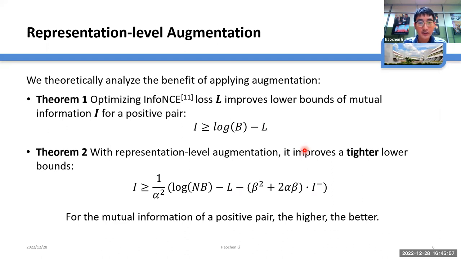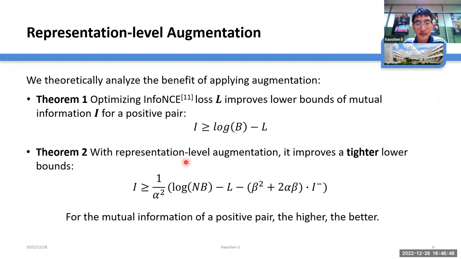After we propose these three new methods and the general format, we further theoretically analyze the benefits of applying augmentation. Let's go to theorem one first. Optimizing the InfoNCE loss. The InfoNCE loss is a widely used loss function in contrastive learning, and it is widely adopted in code search models too. So optimizing InfoNCE loss improves lower bounds of mutual information I for a positive pair, which means that the information for a positive pair is lower bounded by log B minus L. This is the conclusion in previous studies, and it is widely proved to be true.